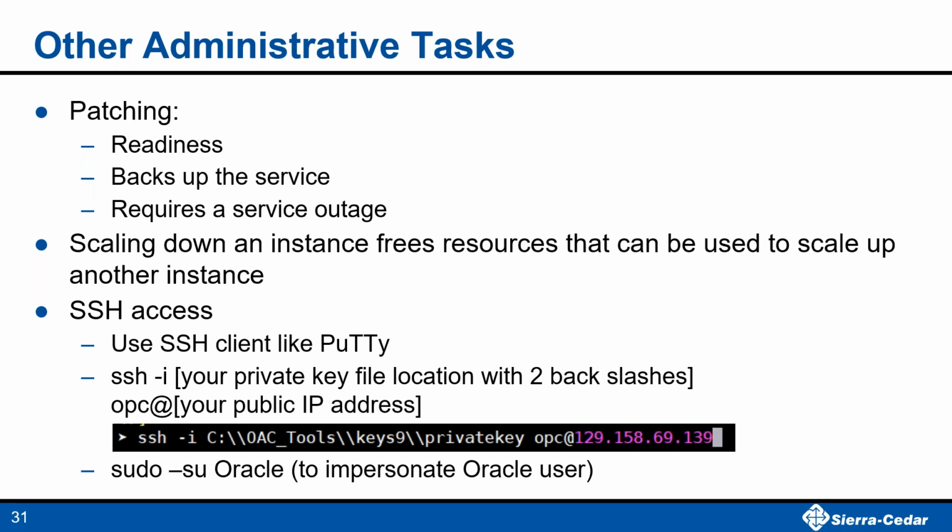If I shut one of my instances down, you would see 1 OCPU is available, and I can scale that into another instance. So I just go back to that instance screen and actually use that resource in another instance while the other one is offline.